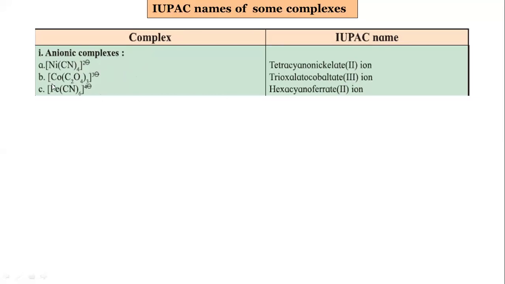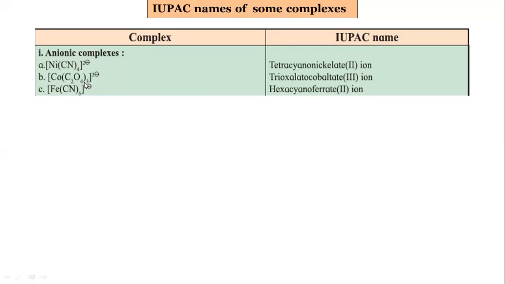Now come to the second example. See, this complex is also an anionic complex. So if the complex is anionic, automatically you should think that the name of the metal should be changed. So it will be cobaltate, it will be ferrate. See this B example, it is cobaltate, it will be ferrate, because the complex is an anionic complex. So in detail we will discuss this one.